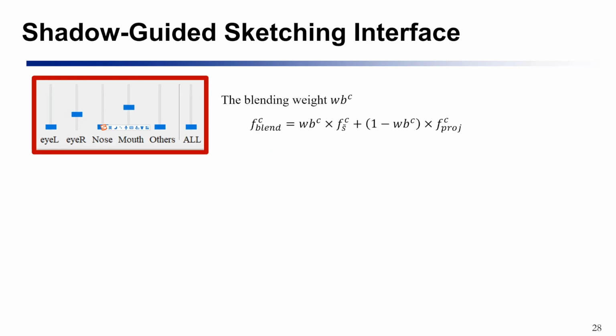We use w_B subscript C to denote the blending weight for component C. The feature vector after blending can be calculated using this equation. Feeding the new feature vector to the subsequent trained modules, we get a new blended synthesized image.